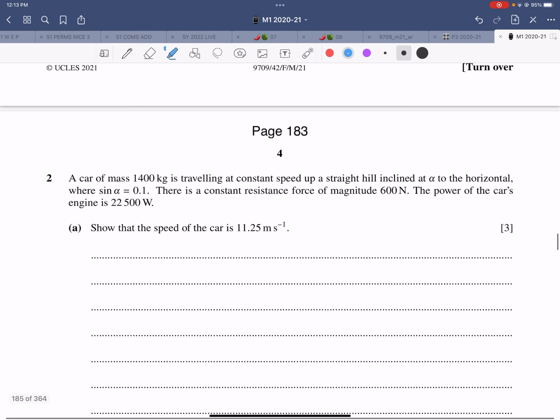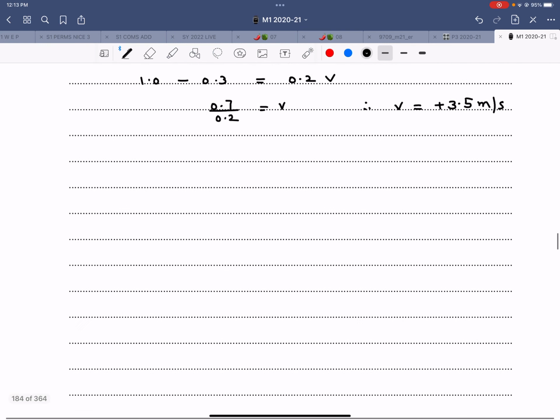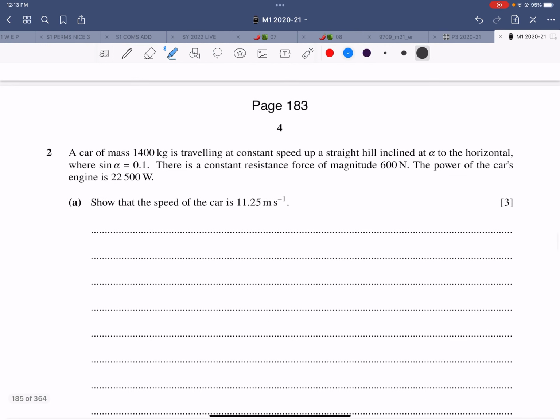Let's move to question number 2. And also let me label the topic of each question. So this first one is about momentum. And let's look at the second question. A car of mass 1400 kg is traveling at a constant speed up a straight hill inclined at alpha to the horizontal. The value of sine alpha is given.